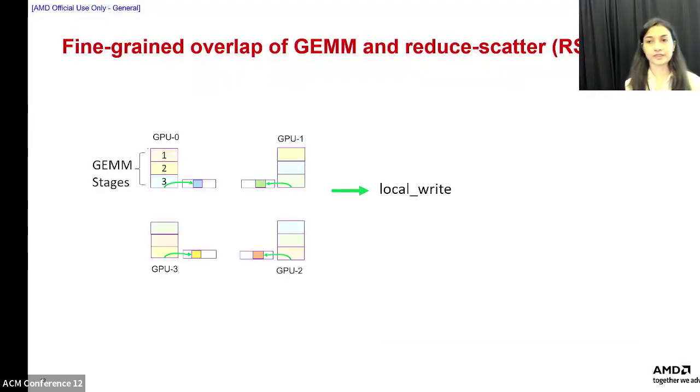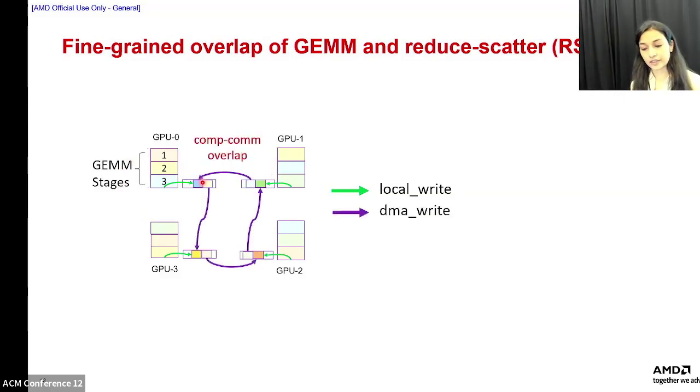So let's look at T3 in action. Say, for example, we have 4 GPUs executing the respective GEMMs and doing a reduce-scatter, which is the first part of all-reduce. In a steady state, each GPU is executing a GEMM stage and writing the output to their local memory.